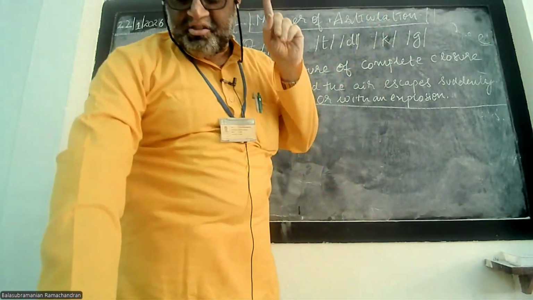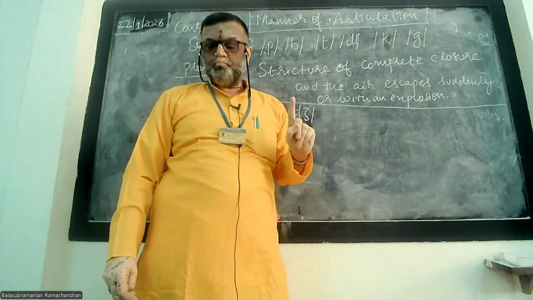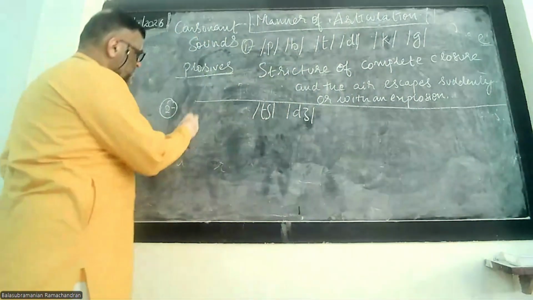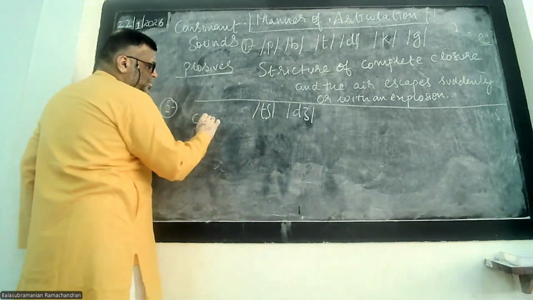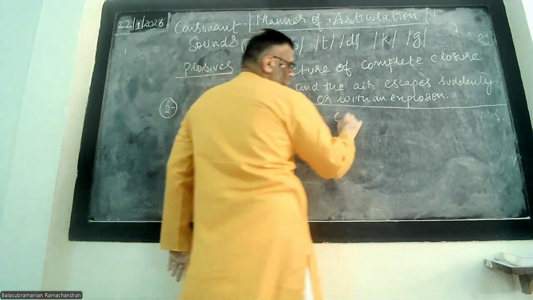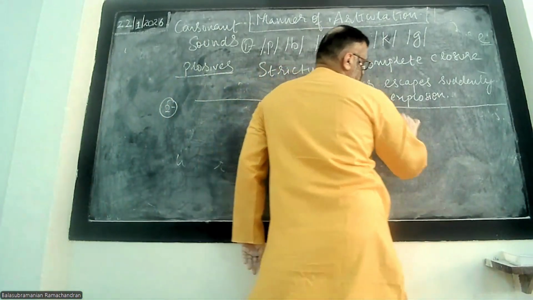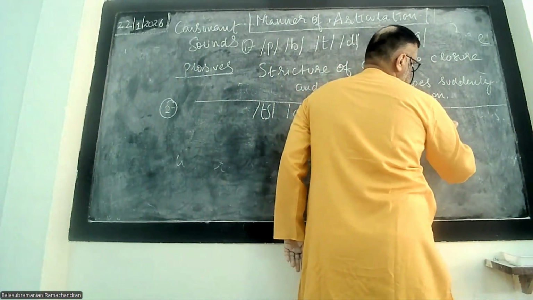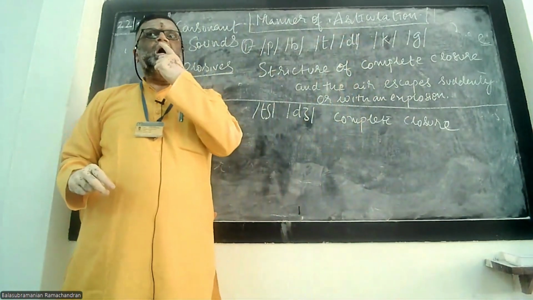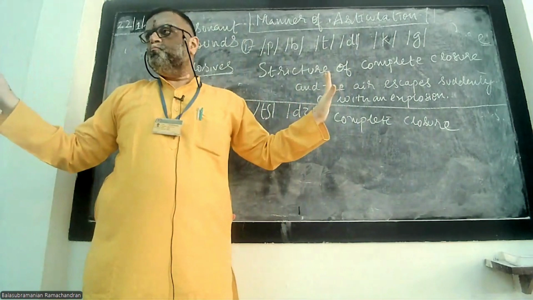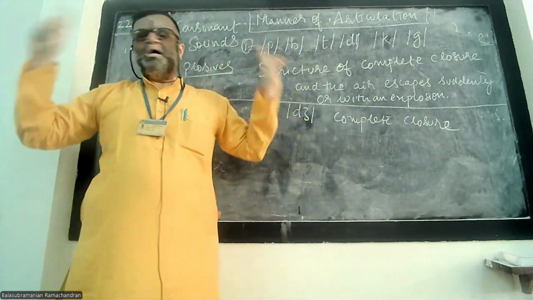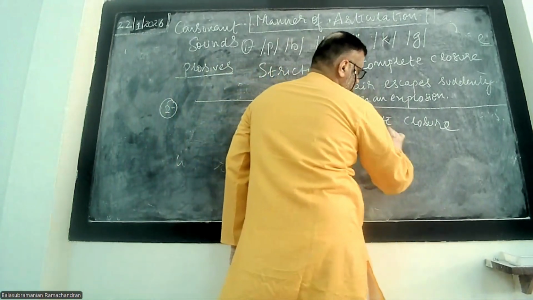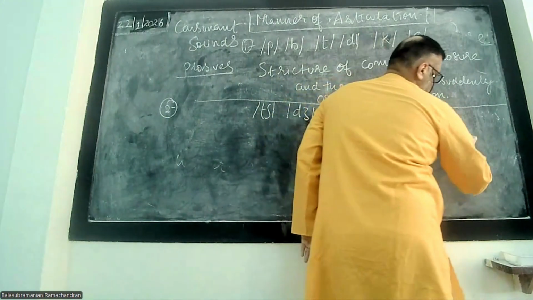So there is a stricture of complete closure, and the air is released slowly. I write it here: complete closure. That is what happens. The articulators create no gap at all. There is complete closure, but the air is released slowly.